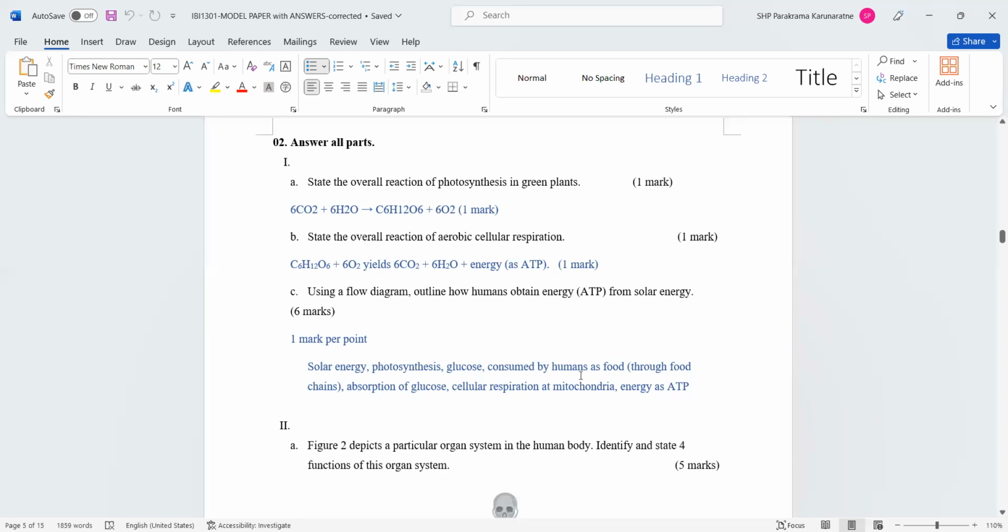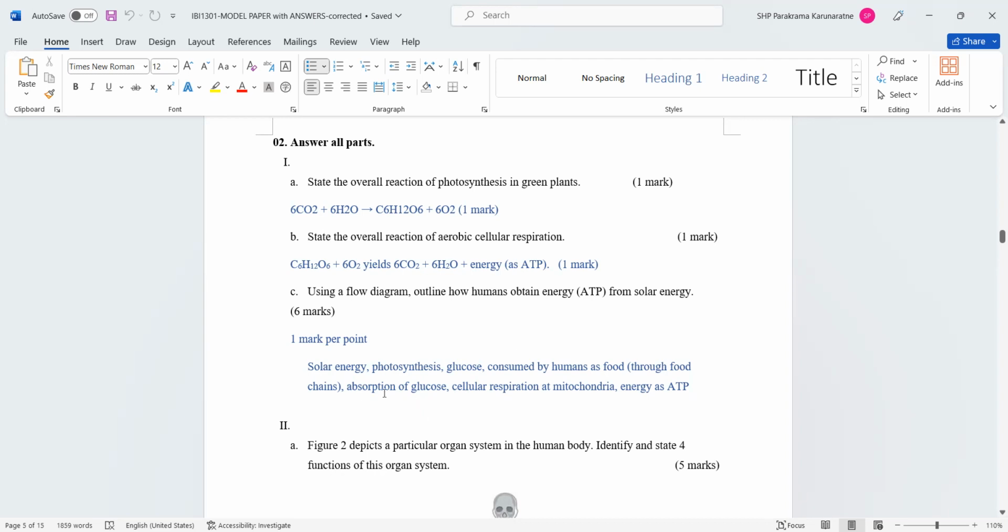Humans can directly take the plant material, or eat fish which eat the plant material. So it comes to the human through the food chain. We can eat meat too, because if you eat chicken, the chicken has eaten the plant material. So when we eat chicken, we again get this glucose, which was produced by photosynthesis in green plants.